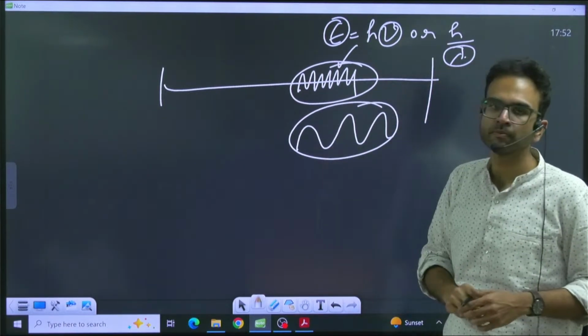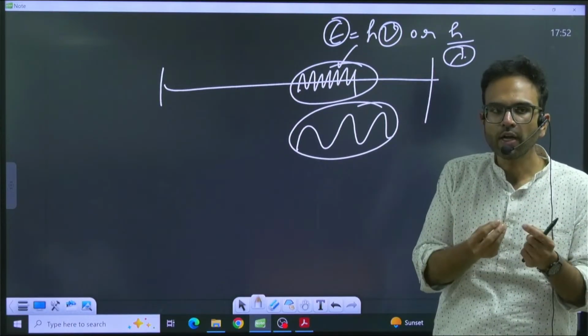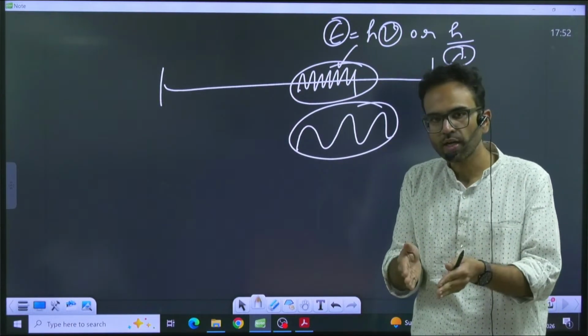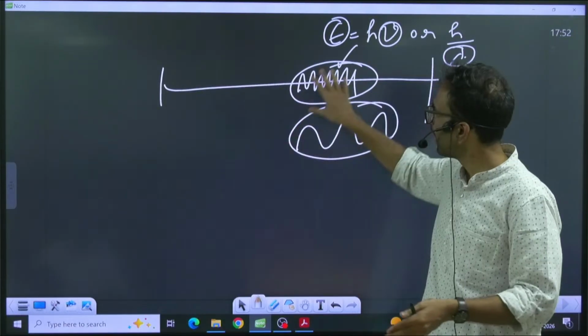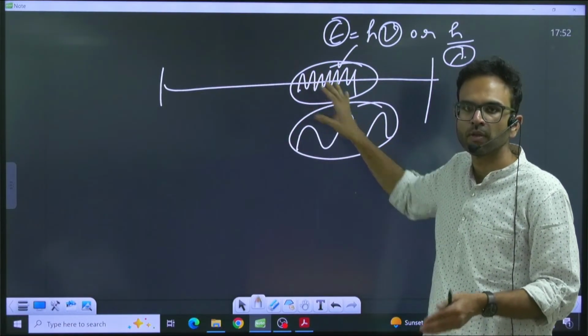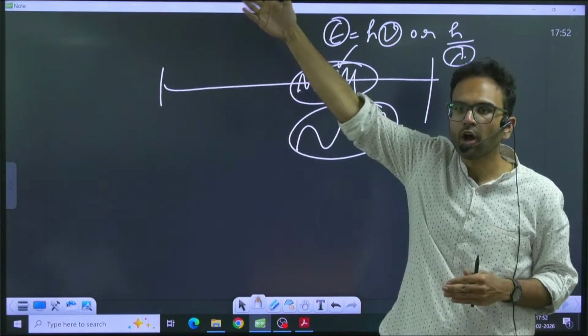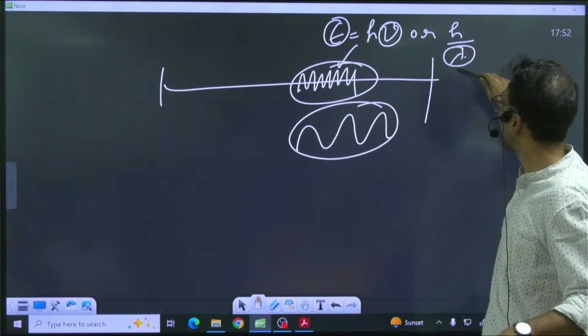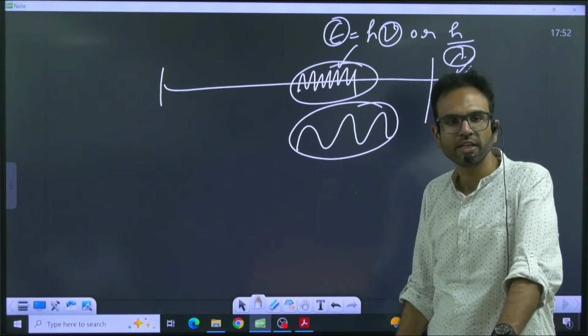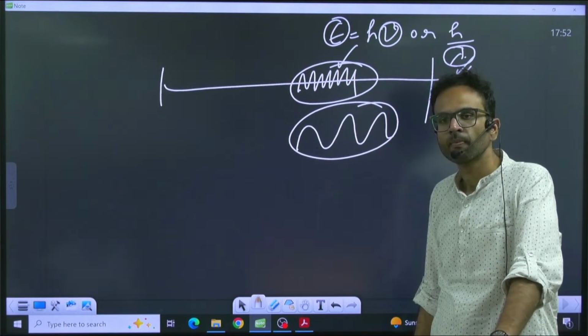Frequency is 3. So if you want to deliver a packet of energy to a very short distance, you will have to have higher frequency. If you want to deliver it to a very long distance, you will need to have a longer wavelength. That's why it is inversely proportional. Clear?